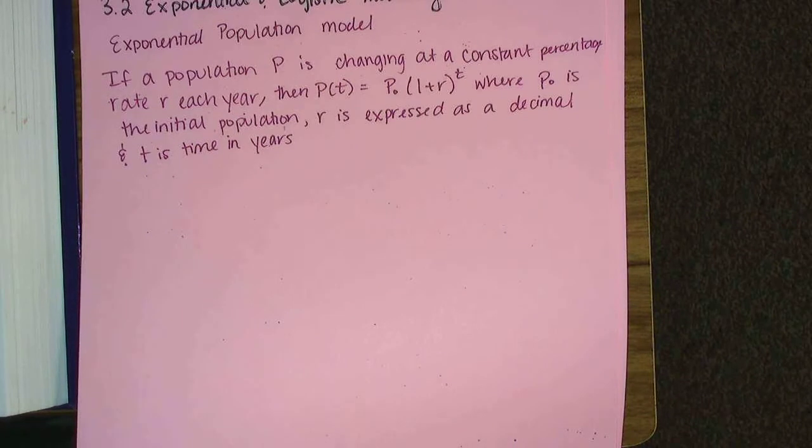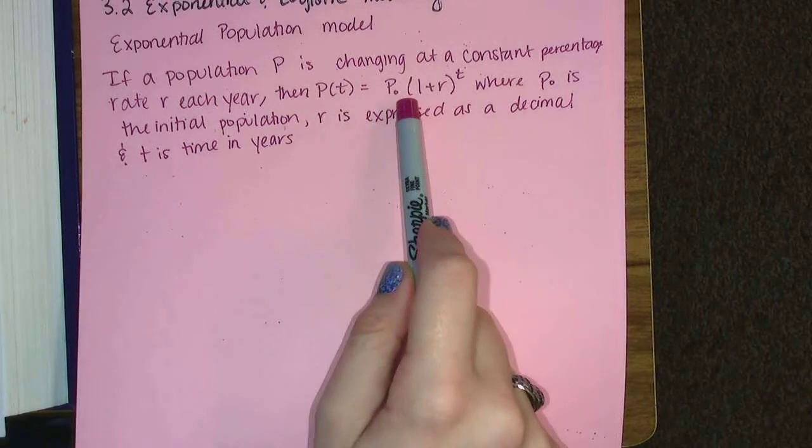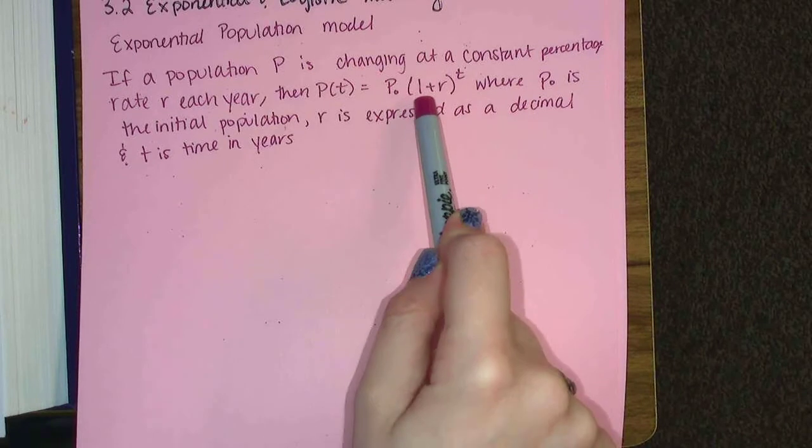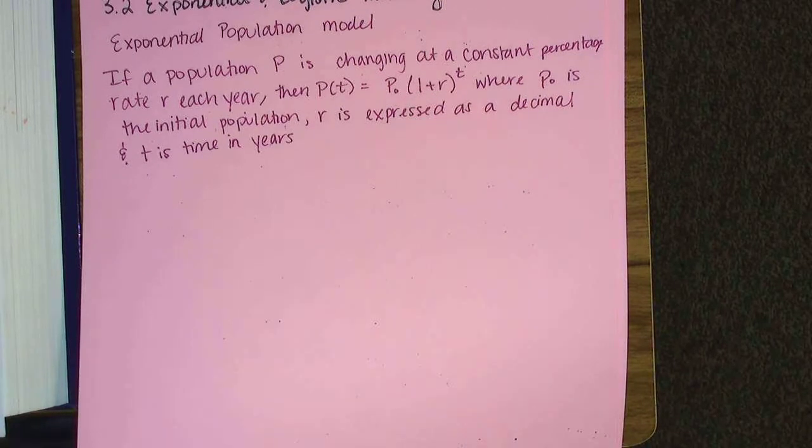Alright, we'll look at a couple examples of this as we go. Okay, so everything has to be in this form, this P sub 0 times (1 plus R) raised to the T. So that's what we're looking for with these growth and decay functions. So 2 through 6, say to tell whether the function is exponential growth or decay, find a constant percentage growth or decay.